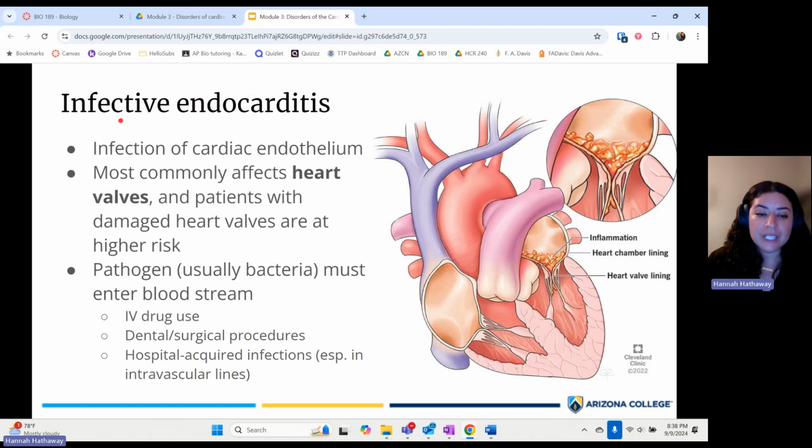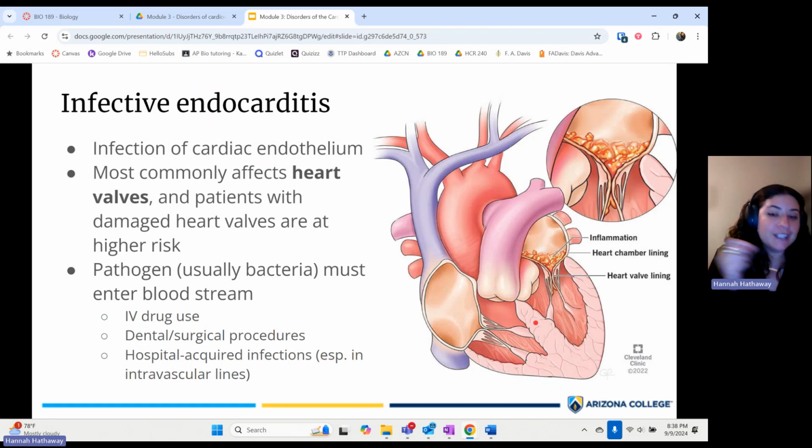Not good. Usually this is specifically an infection of the cardiac endothelium. That's what the endo actually stands for, the endothelium, which is the lining of the atria and the ventricles. These infections most commonly impact heart valves. That's because blood tends to pool around the heart valves a little bit. So blood is moving through the heart, and the pathogen that's causing the infective endocarditis can hang out near the heart valve a little bit more and cause an infection there.